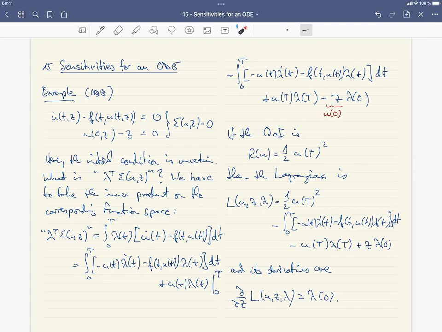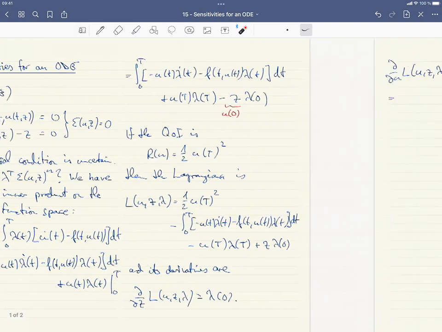Then where else do I have the u? I have the u here, but it's a linear term, so the u is just substituted by the direction v. Then I have the u here, that becomes a u derivative of f times v. And then I have the u also here, that just becomes a v times the lambda.